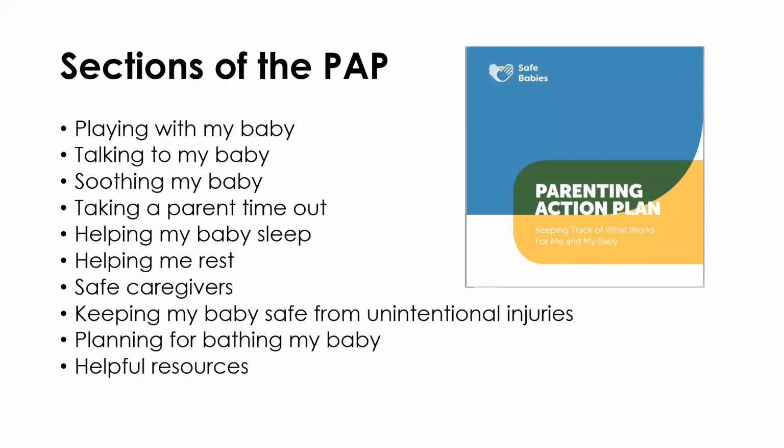The PAP is divided into a total of 9 sections that address specific topics. Those sections are playing with my baby, talking to my baby, soothing my baby, taking a parent time out, helping my baby sleep, helping me rest, safe caregivers, keeping my baby safe from unintentional injuries, planning for bathing my baby, and lastly, helpful resources.